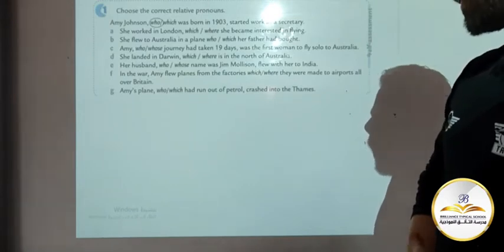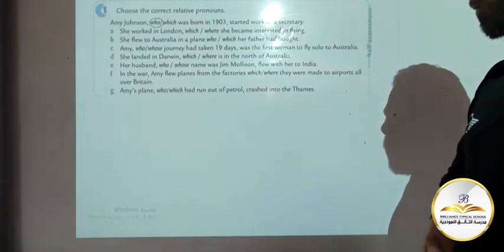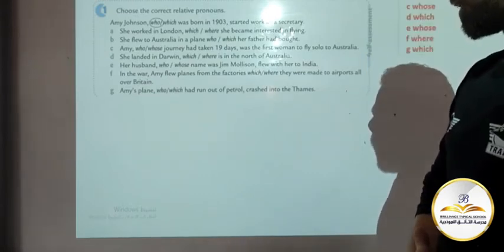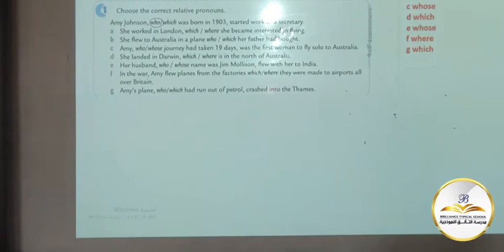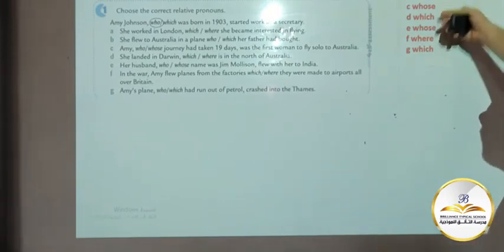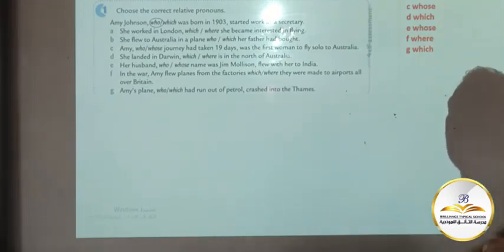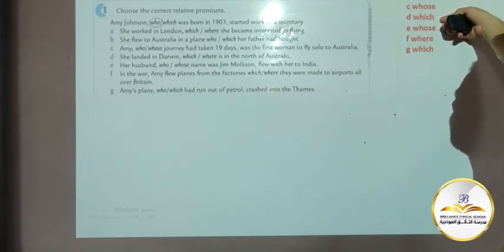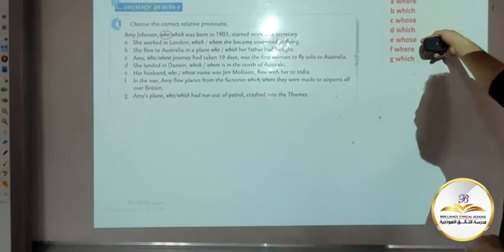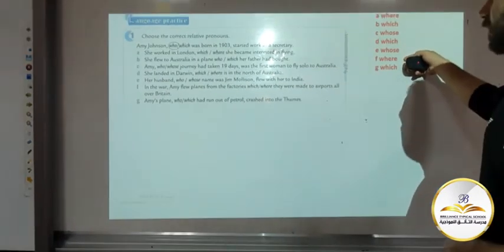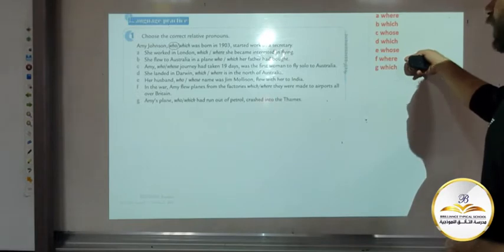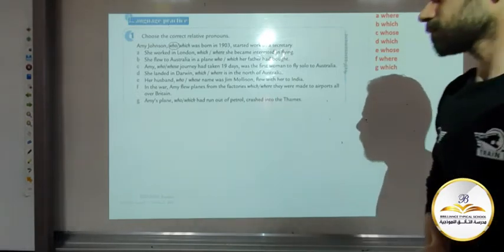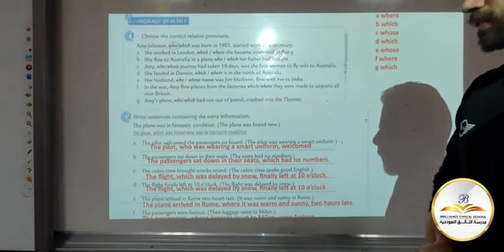Amy's plane, who or which had run out of petrol, crashed into the things. Let's take a look at the answers. So the first one is where, the next one is which, and the third one is whose, and D is which. The next one is whose also, and here we have where, F, and the last one is which. Okay.